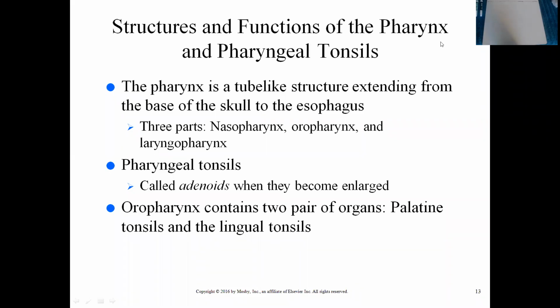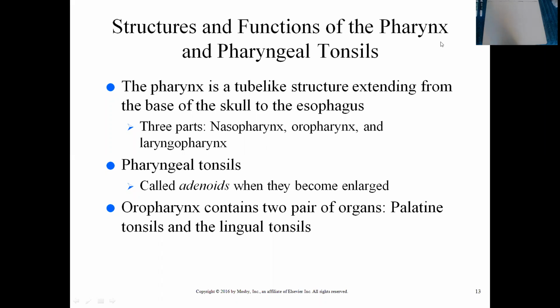Now we're continuing chapter 35. Last time we went through the nose. We talked about air coming in through the external nares, vestibule, meatuses, and internal nares. And now we're going to continue the flow of air into the pharynx.